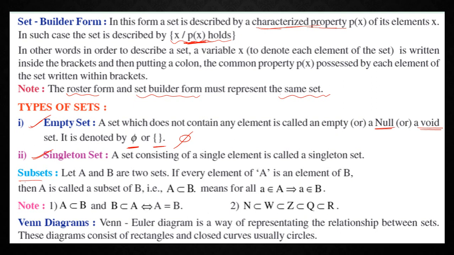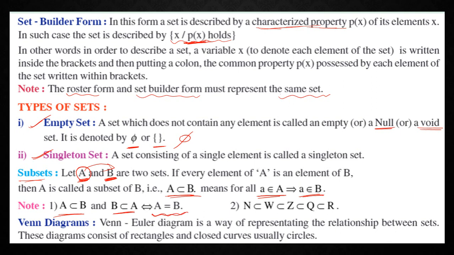Next, subset. If you have two sets and every element of one set is present in the other set, then we say that set A is a subset of B. So if every element of set A is present in set B, then A is a subset of B. Generally a subset is represented by this symbol, right? In general, if x belongs to A implies x belongs to B. And one more thing: if A is a subset of B and at the same time B is a subset of A, it is possible only when A is equal to B.